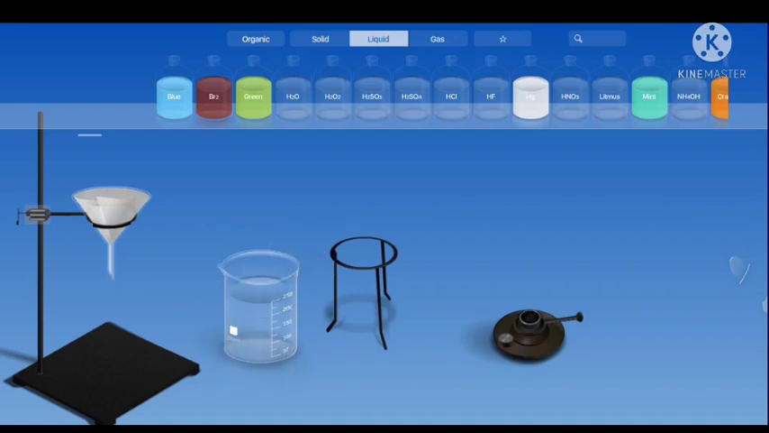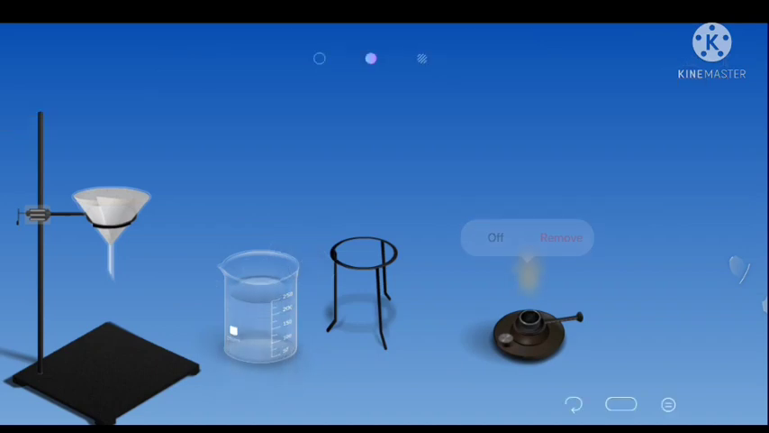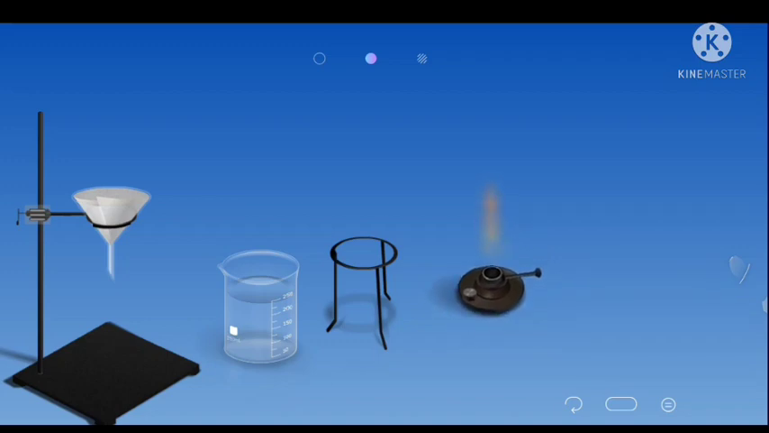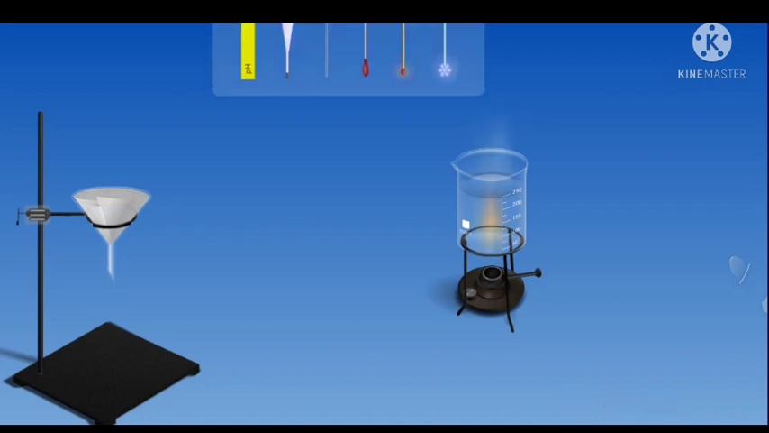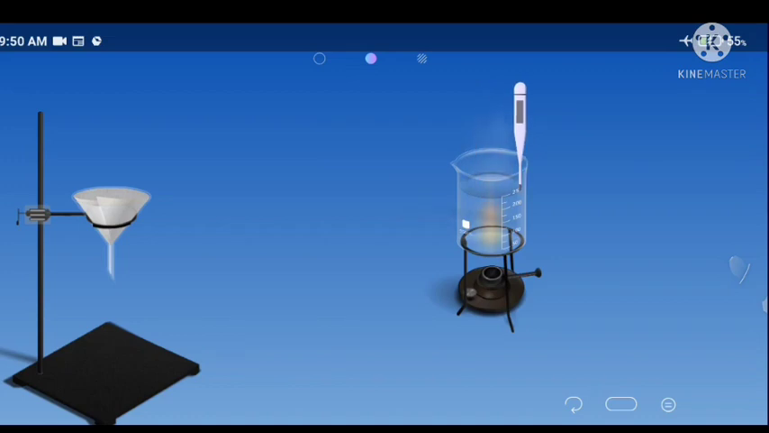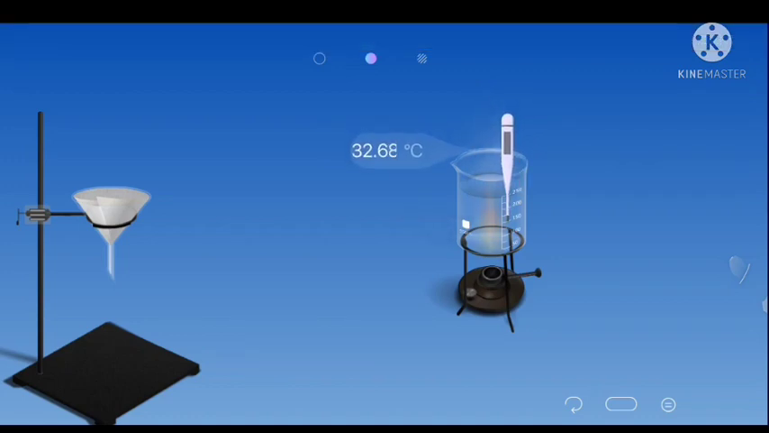I have taken the water in beaker, and then I am going to light up the burner, and I am putting the tripod stand over it, and then beaker with water. Then it will not burst. Why? Because of heat capacity of the water. Water can absorb the heat, and also we can measure the temperature of water by the help of thermometer. You can see what is the temperature of water now, 32.8 degrees Celsius, and you can see temperature is rising. So let the heat the water.